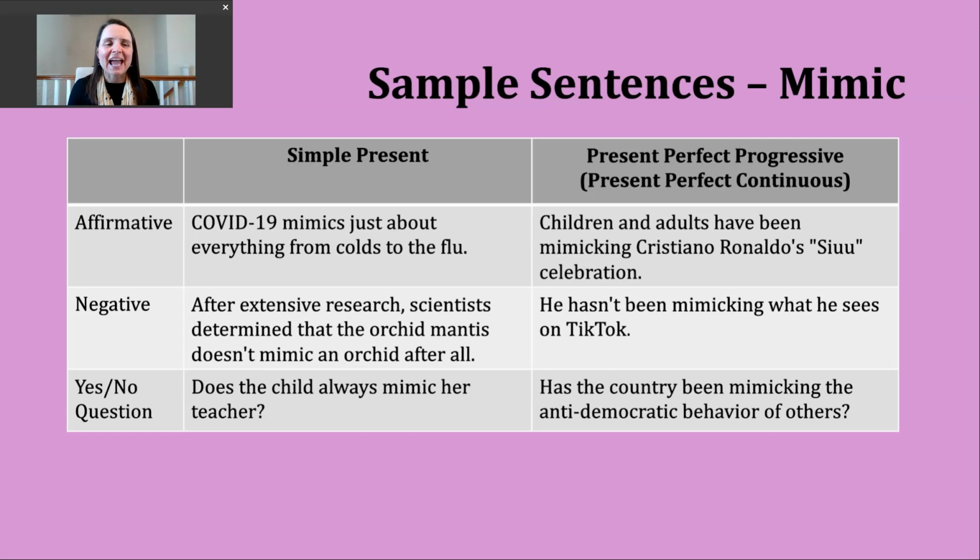Next, let's take a look at how we make a yes or no question in the simple present. To do this, we're going to start with do or does, whichever form matches our subject, and the subject comes next, and then we're going to have the base verb.